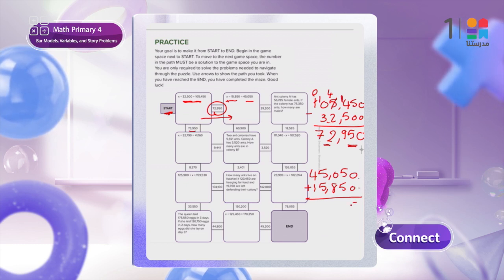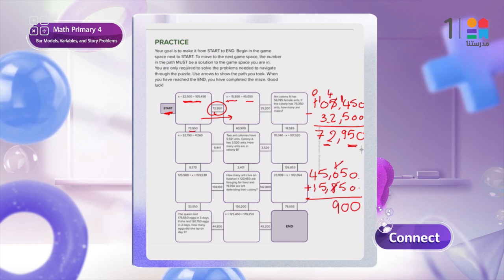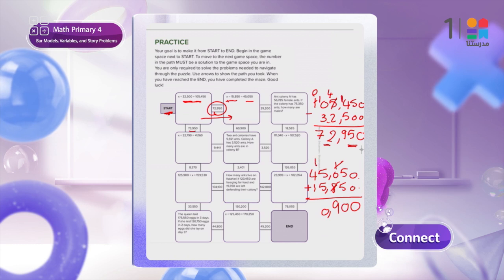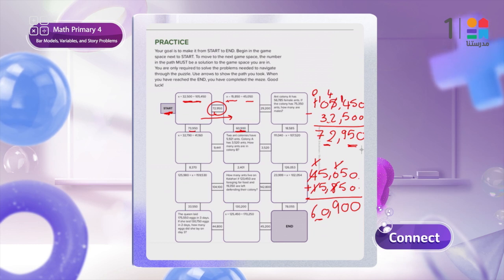Now, I will start with the ones. 0 plus 0 gives me 0. 5 plus 5 gives me 10. So, put 0 down and carry 1. What about the hundreds? 1 plus 8 gives me 9. Excellent. Then, 5 plus 5 equals 10. So, put 0 down and carry 1. 1 plus 4, 5 plus 1, 6. So, my answer is 60,900. Look, this is my answer. So, I will move in this direction.